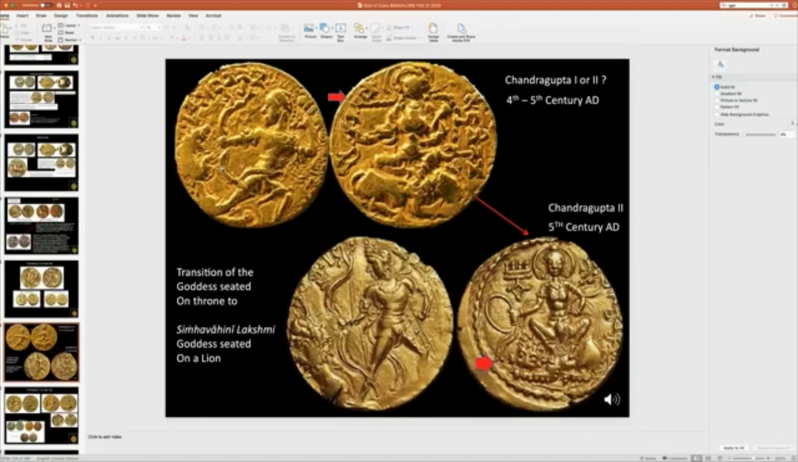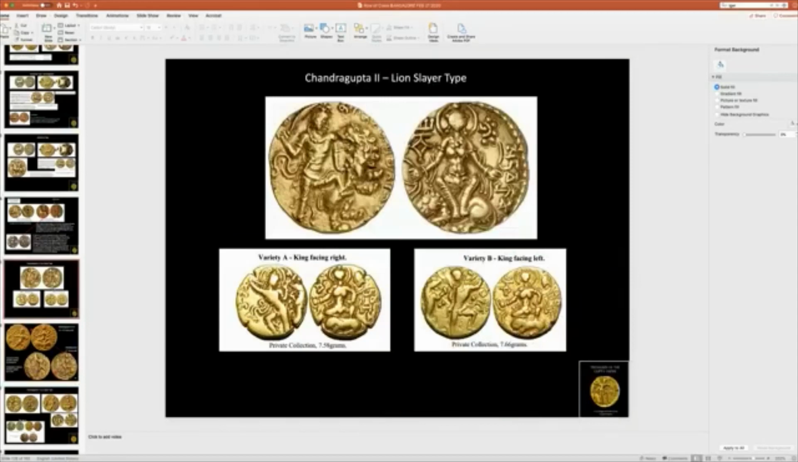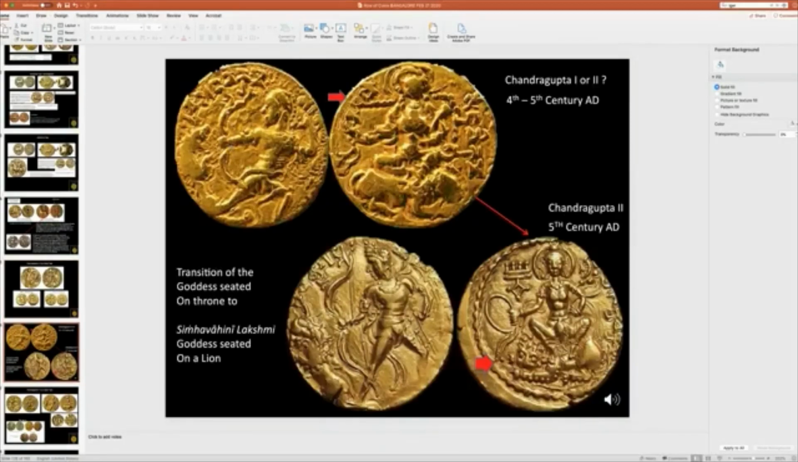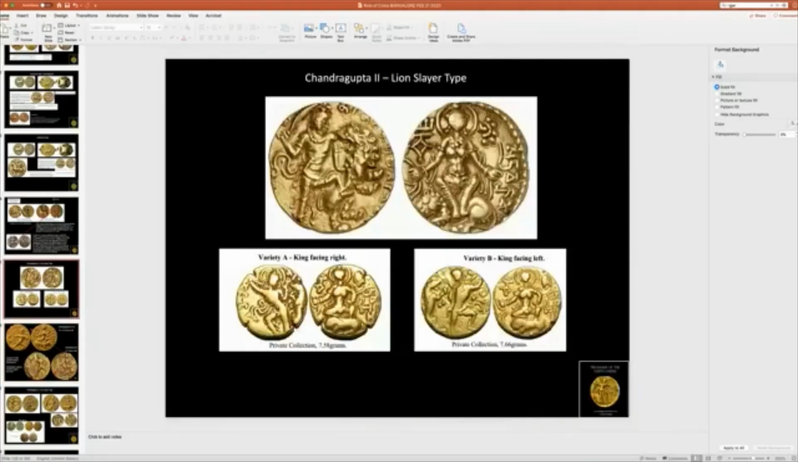So rather than having that discussion today, I just want to show you that we have the lion slayer type where the king is shown with a bow and arrow shooting a lion, right? This is killing a lion, and this is called the lion slayer type. So lion slayer type has the bow and arrow style, the spear style, and with the sword, right? Okay.